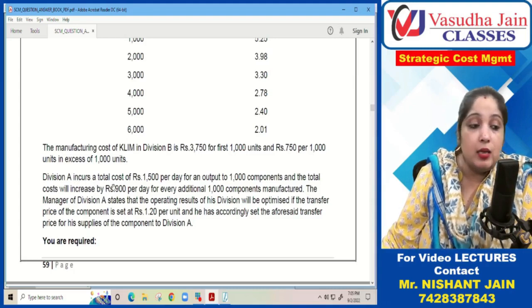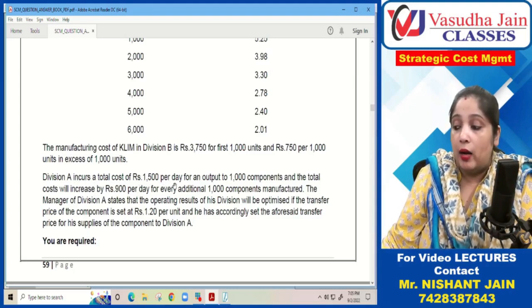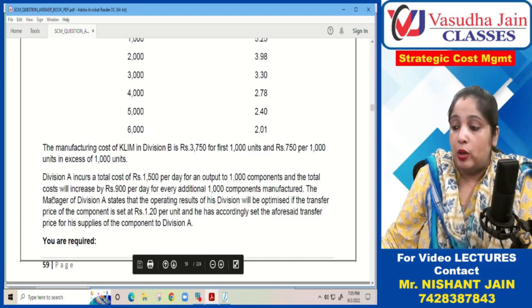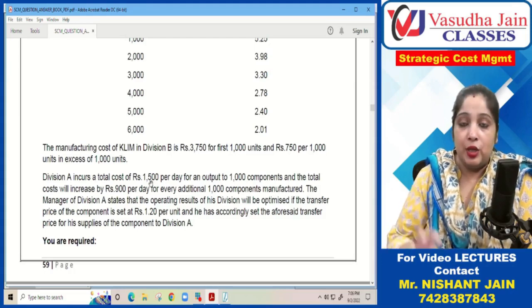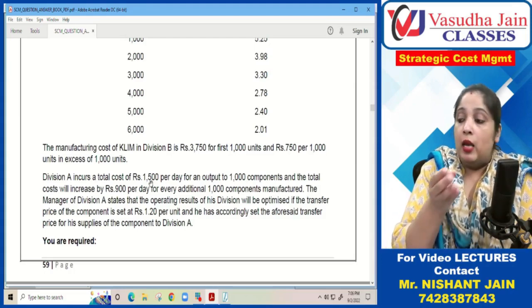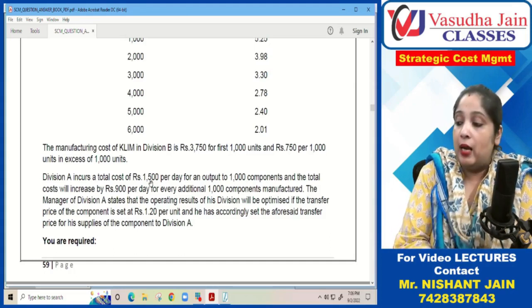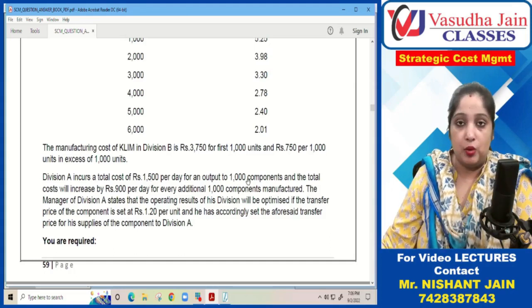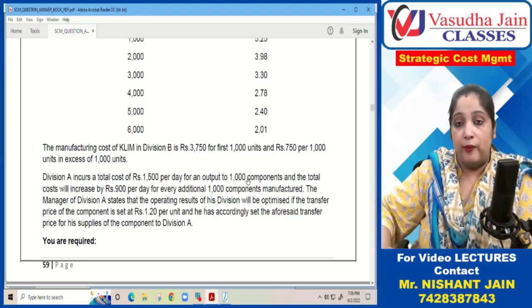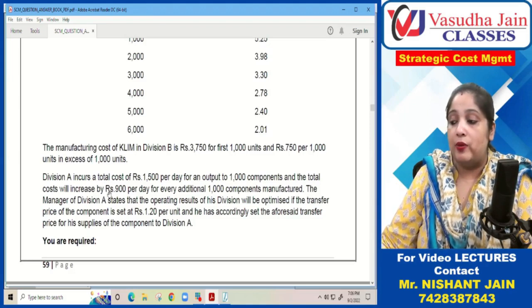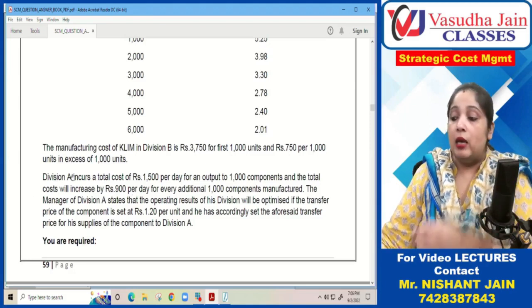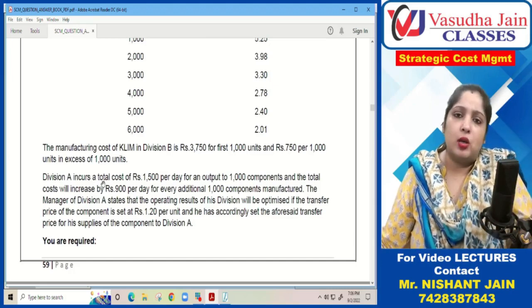Division A incurs a total cost of 1500 per day for an output of 1000 components, and total cost will increase by 900 per day for every additional 1000 components manufactured. So division A, which manufactures a component, the manufacturing cost is 1500 per day for an output of 1000 components. But for every additional 1000, 900 rupees will have to be incurred. Similar story, they're just trying to tell you the cost.